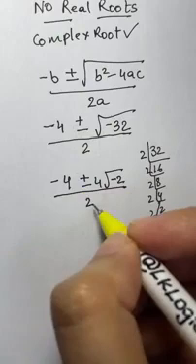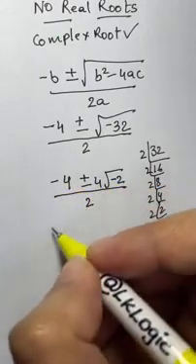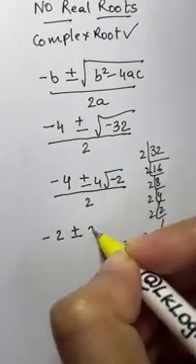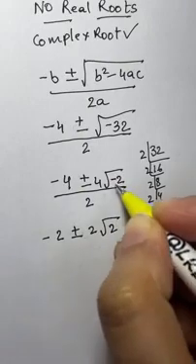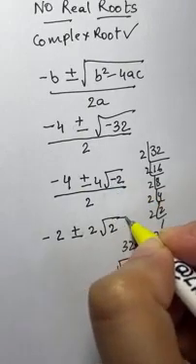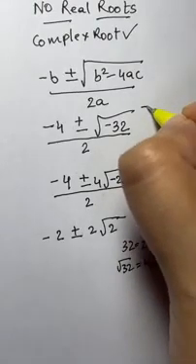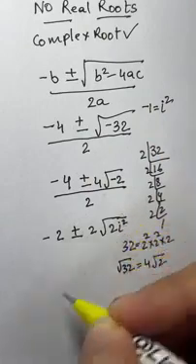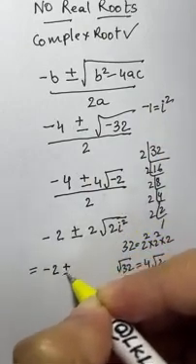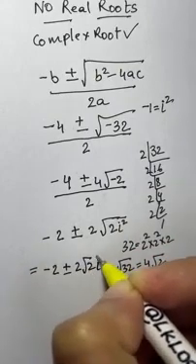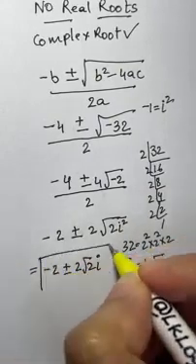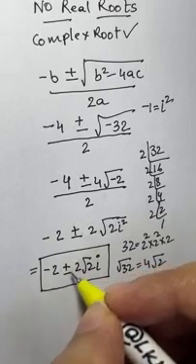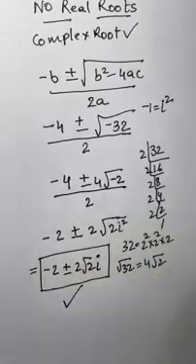Now let me take out 2 common from this, so you divide both of them by 2. So you have minus 2 plus or minus 2 square root of 2 times the square root of negative 1. Negative 1 is always i squared, I'm going to write that down: negative 1 is i squared. So when you have i squared, the square root gets cancelled out. So you're left with minus 2 plus or minus 2 square root of 2 i. That's the complex roots you have: 2 complex roots, either negative 2 plus 2 root 2 i or negative 2 minus 2 root 2 i. So these are the complex roots that you have.